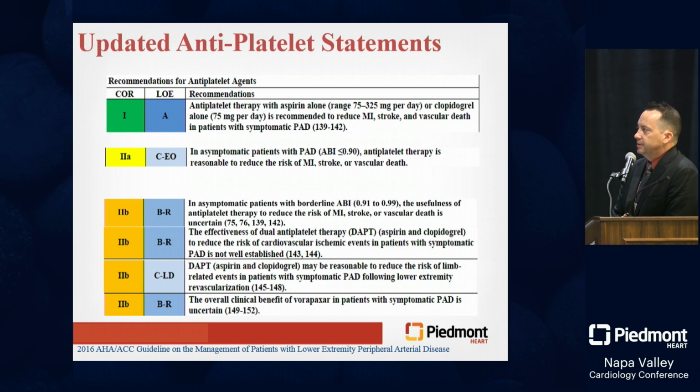And so here are some updated statements. I get asked this a lot. What should patients be on who have peripheral arterial disease? I think if you look at antiplatelet therapy, either aspirin or Plavix is recommended, that's a class 1. It's a 2A for patients with asymptomatic PAD that they be on antiplatelet therapy to reduce MI, stroke, or vascular death. And then you get into this area of 2B recommendations.